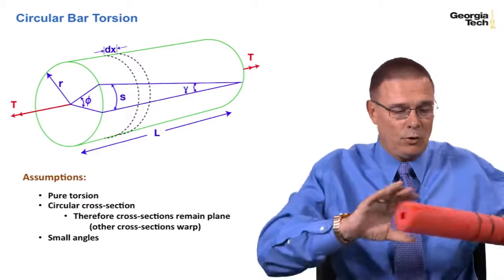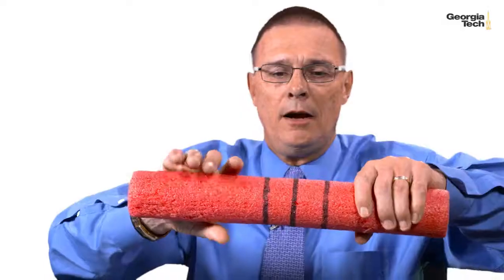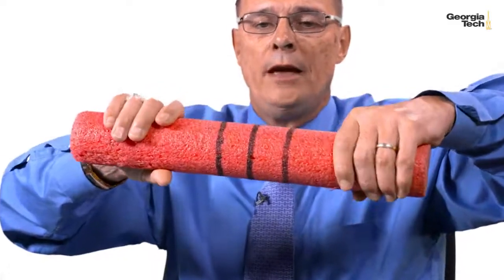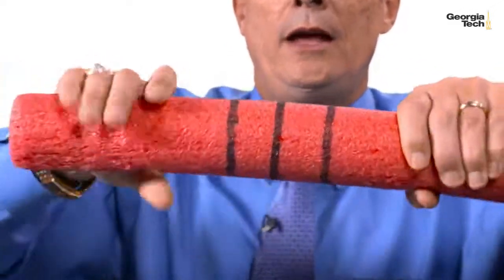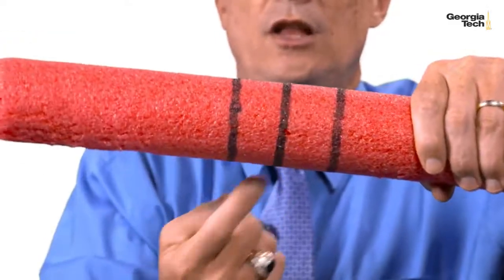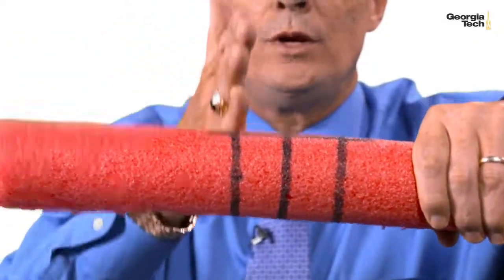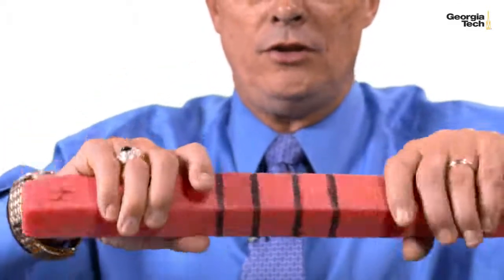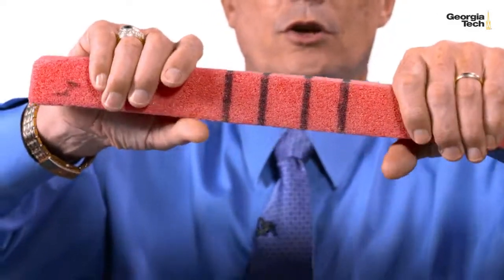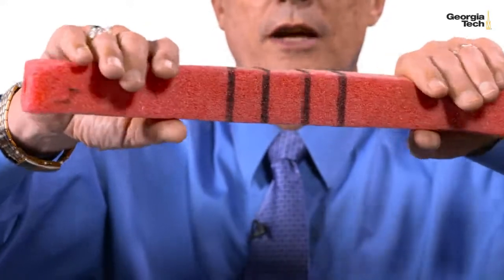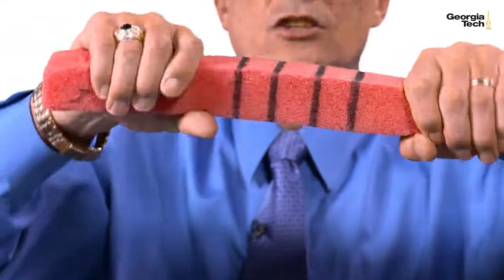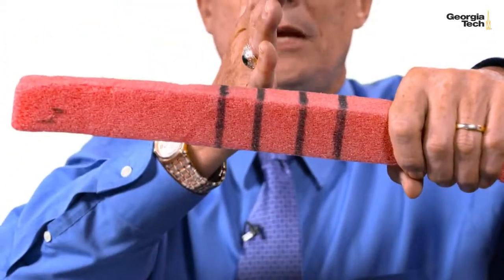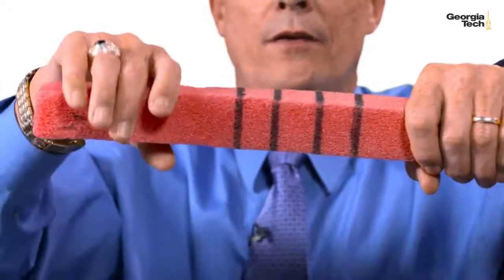But as far as cross sections remaining plane, you can see with this circular pool noodle here that as I torque this, if I cut a cross section, and that's what these lines are, they remain in the plane. Other types of cross sections, and that's why we're limiting ourselves to circular cross sections, like this square cross section will actually warp. And so as you turn these, the cross section does not remain plane. Parts of it warp in and out of the plane.